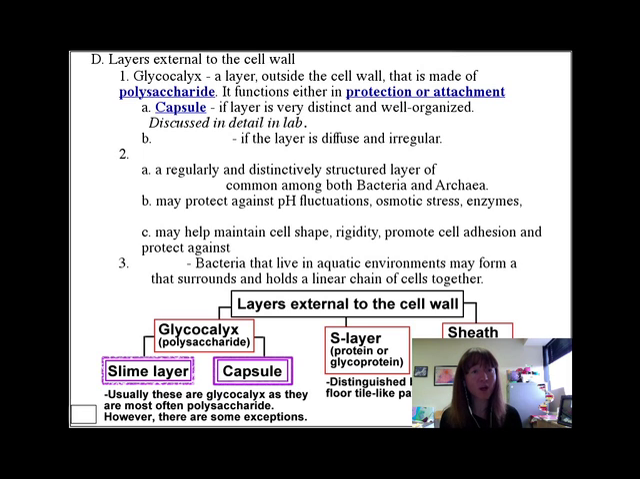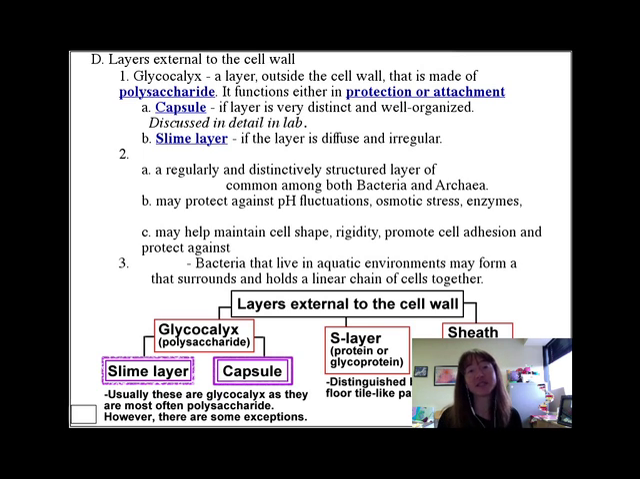So a capsule is one type of glycocalyx, and you can see in the drawing below I've summarized these: capsule being one type of glycocalyx, glycocalyx being one type of layer external to the cell wall. Generally it's a polysaccharide layer. The other type of glycocalyx, you can see here, is a slime layer. So let's talk a bit about a slime layer. The thing that distinguishes it from a capsule is that it is very diffuse and irregular, and sometimes it's not possible to observe it in the lab.